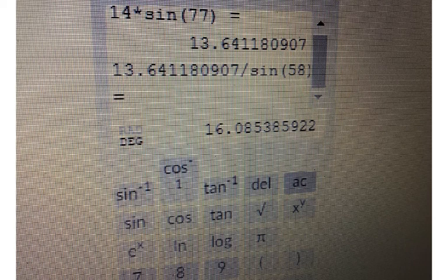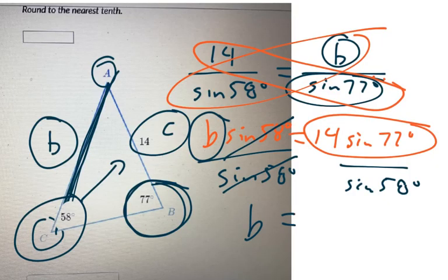With my calculator, I'm going to do 14 times the sine of 77. That's 13.64 and some change. I'm going to take that answer, divide by the sine of 58. Here is the missing side. That 8 tells me to round this 0 right there up to 1. So I'm going to say 16.1. So right here, I'm going to type in 16.1. I'm going to click the check button. It's going to tell me I did a great job.